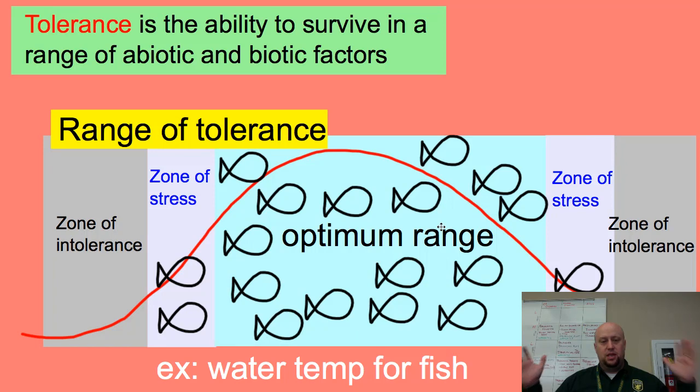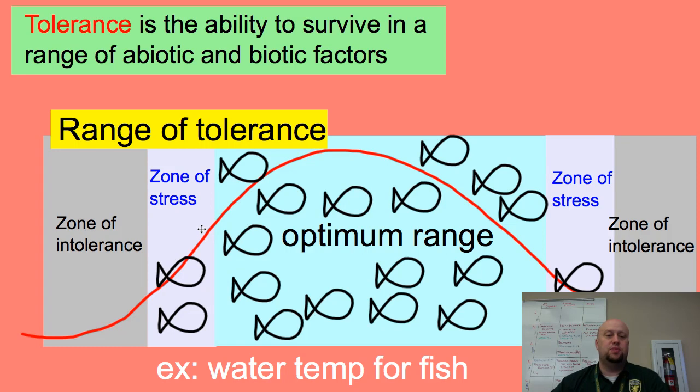As long as we're within this certain range of temperature, like let's say that the range is from 55 degrees Fahrenheit to 85 degrees Fahrenheit, as long as we're within that range of temperature, the fish are okay. If we go below that or we go above that, even a little bit, we get into what's called a zone of physiological stress.